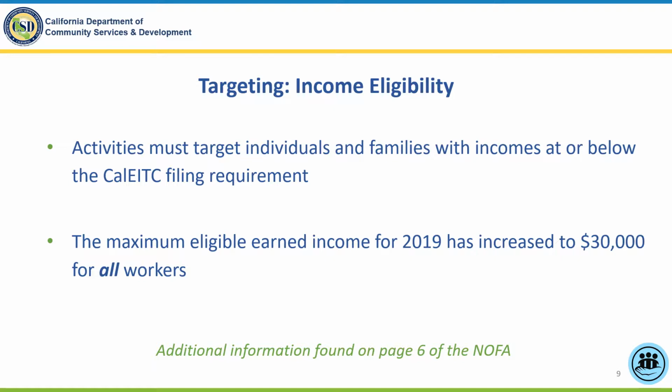As you are thinking about your outreach strategies, please note that all applicants are required to detail their plans to reach CalEITC eligible Californians in the scope of work, CSD Form 171, and the application narrative template, CSD Form 171-ANT. We will review more thoroughly the scope of work and application narrative template a little later in this presentation.